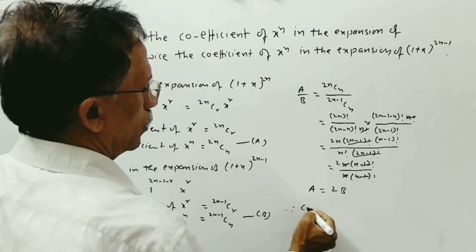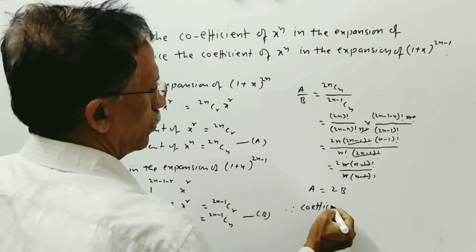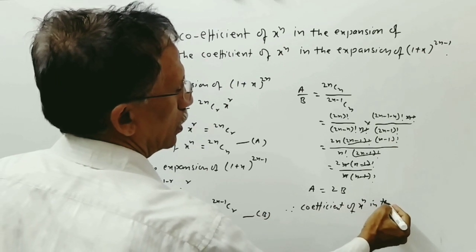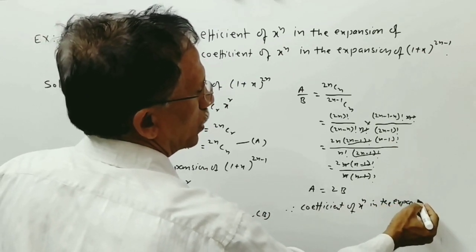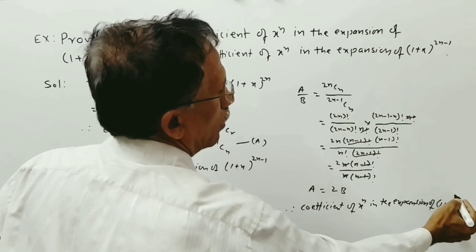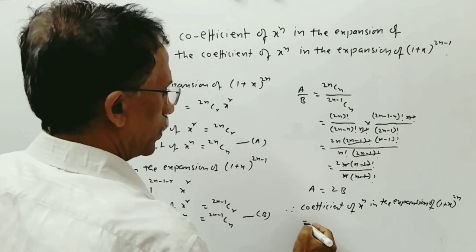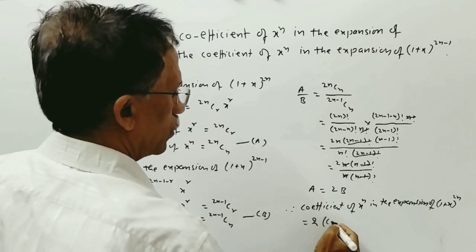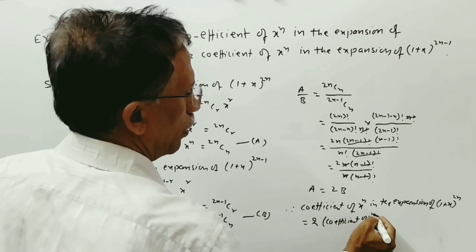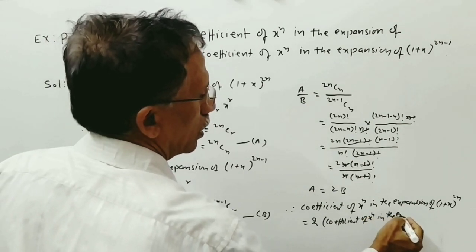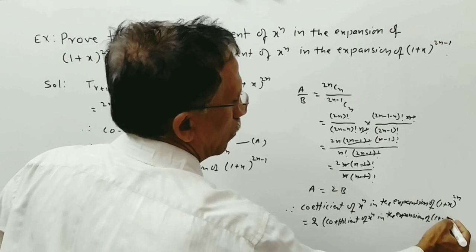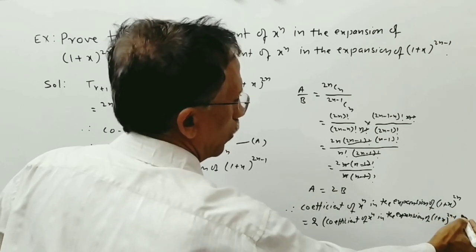Therefore, coefficient of x raised to the power n in the expansion of (1 plus x) whole raised to the power 2n is equal to 2 times the coefficient of x raised to the power n in the expansion of (1 plus x) whole raised to the power 2n minus 1.